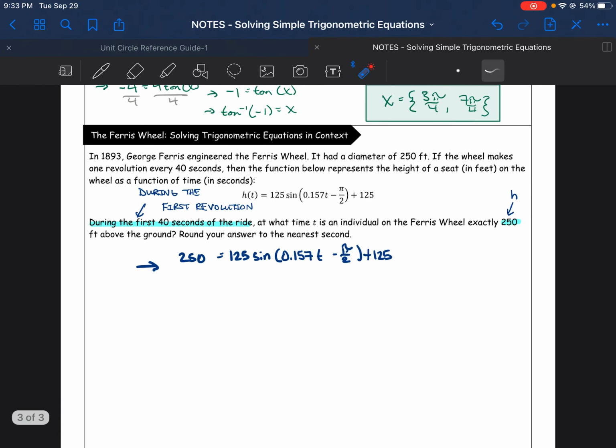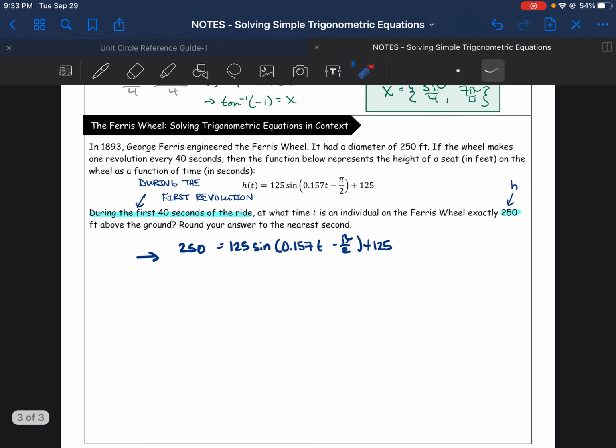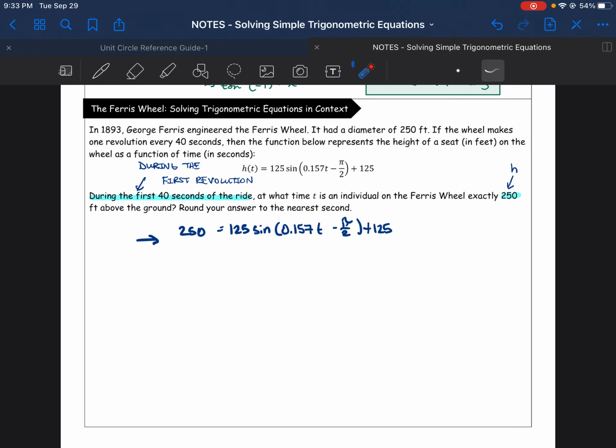All right, the last problem we want to consider is an application problem. And it's an application problem involving what many of us have probably taken a ride on at some point in our lives, which is the Ferris wheel.